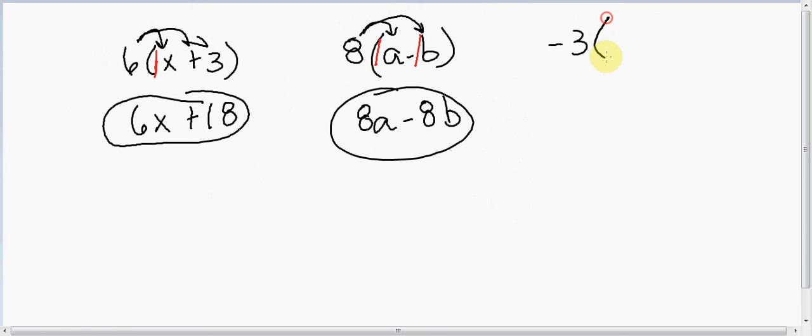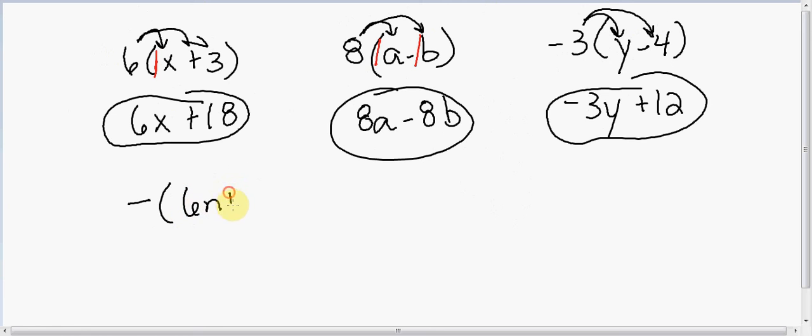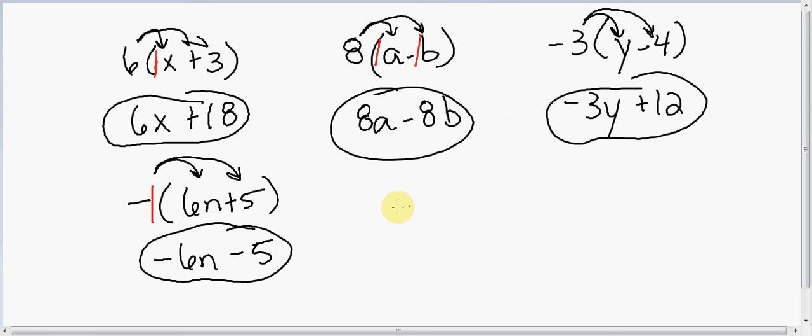Let's say we have negative 3 times the quantity y minus 4. So this gives us negative 3y plus, this time, 12, because a negative 3 times a negative 4 is a positive amount, positive 12. Let's say we had this, negative 1 times the quantity 6n plus 5. In this case, you have to remember that there's a negative 1 there, even though we don't see it. And so when we distribute, it's negative 1 times 6n, which is negative 6n, and negative 1 times 5, which is negative 5, just like that. And we'll do one more here.